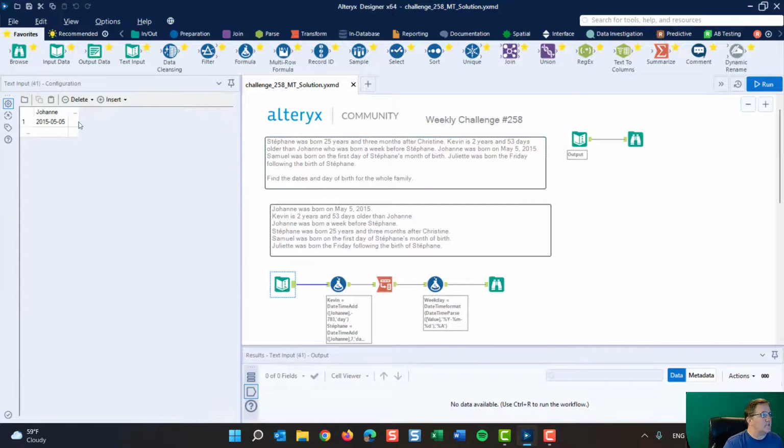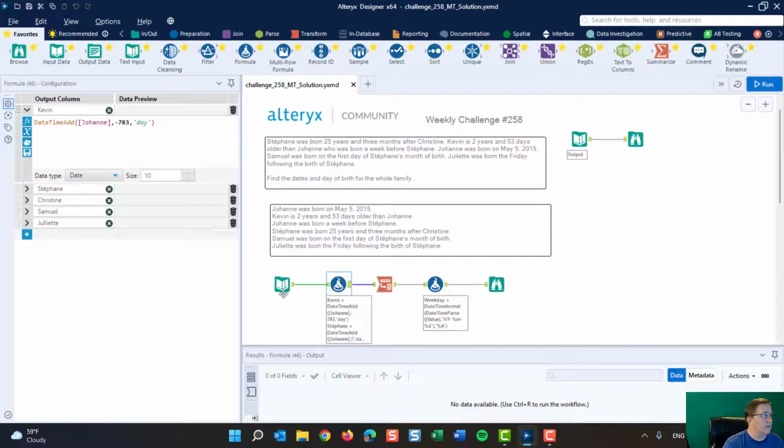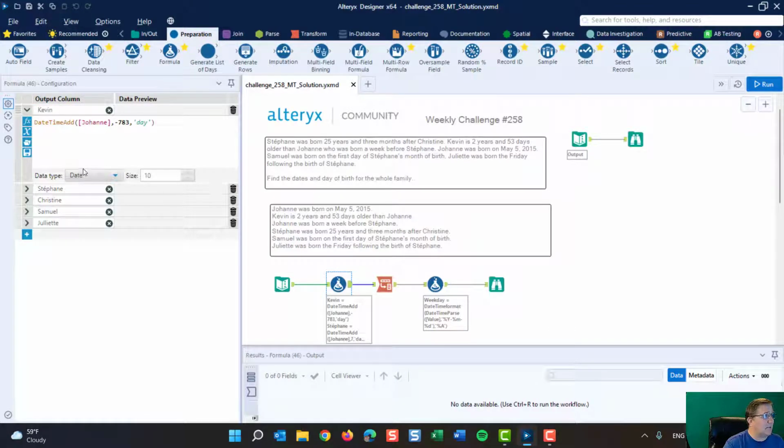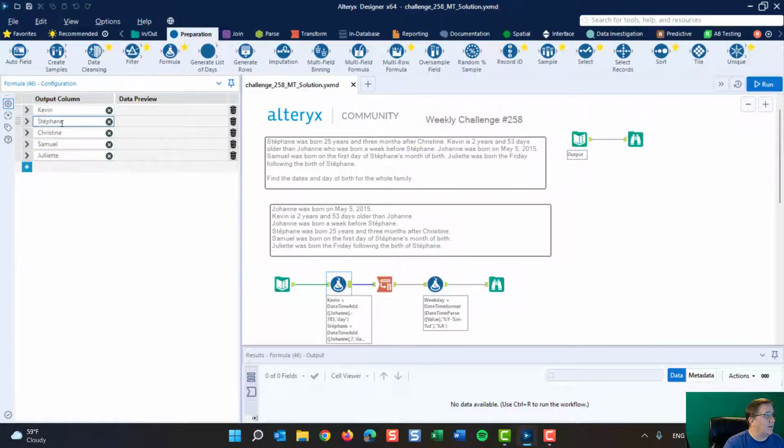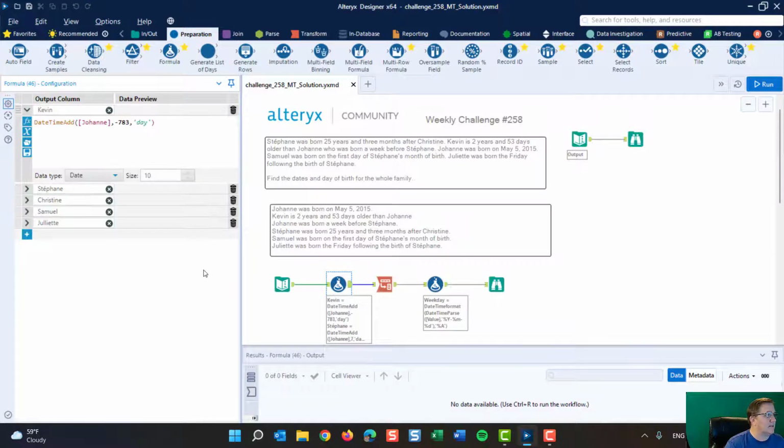Let's go ahead and start out, and we know that Johan is here. Next, we have a formula tool, and you can find that up here in the preparation menu. And in it, we create a formula for each of them: Kevin, Stefan, Christine, Samuel, and Juliet. First, let's take care of Kevin.